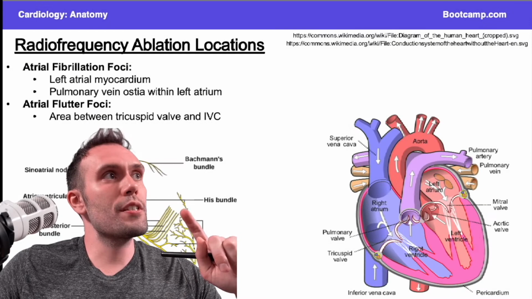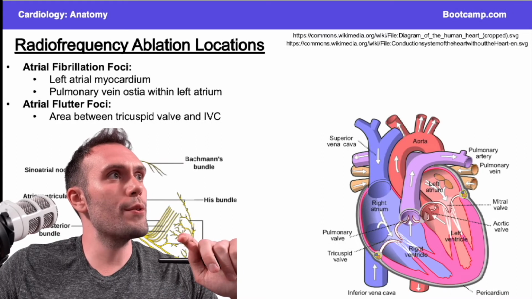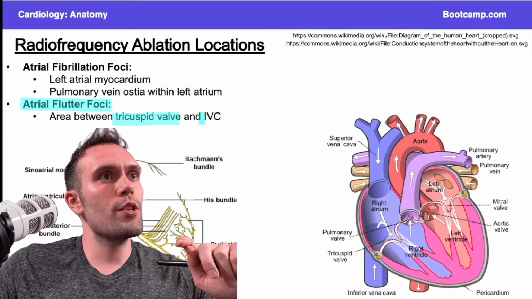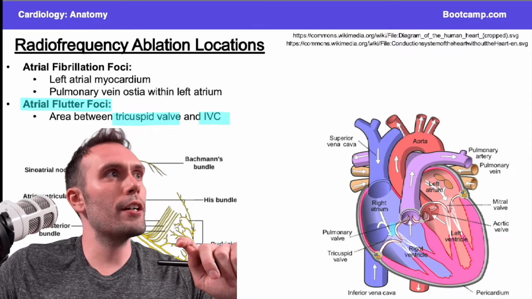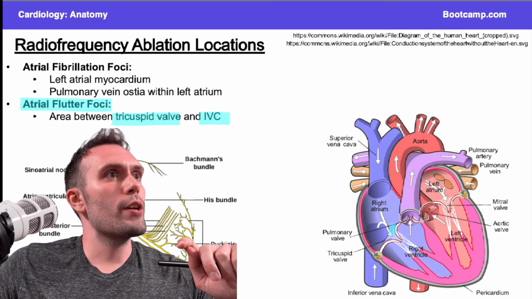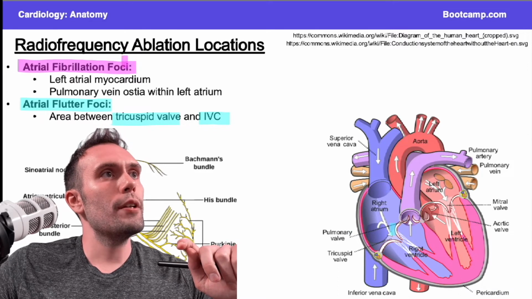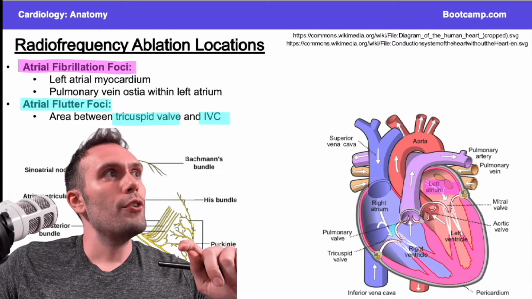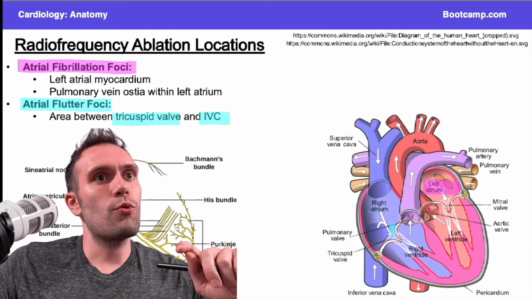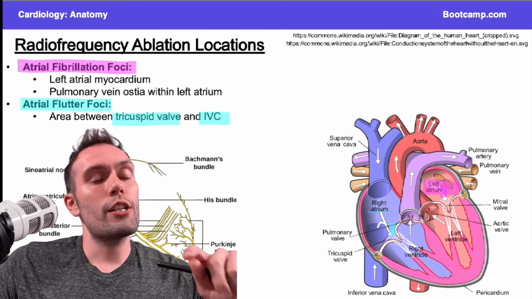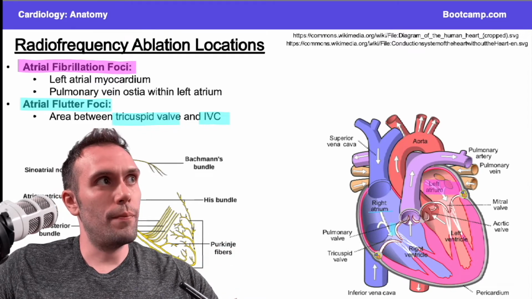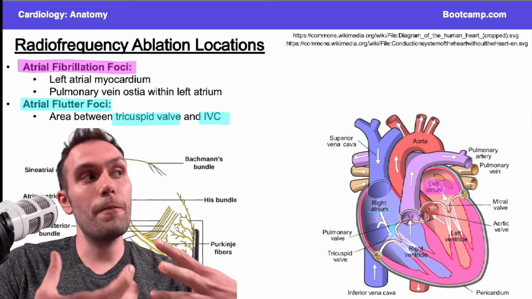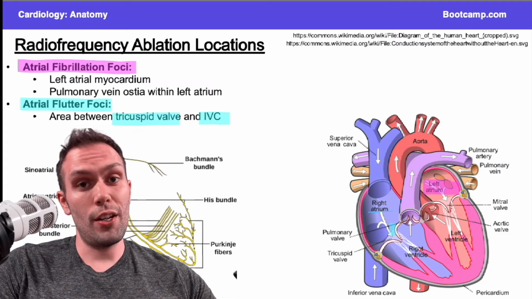So, radiofrequency ablation location. Just to hit home the point I was just starting to talk about, for atrial flutter, we're talking about the location between the tricuspid valve and the IVC, right about there. When we're doing ablations for atrial fibrillation, we're going to do the ablations usually in the left atrium. Okay, so remember, atrial flutter, we're talking about ablations in the right atrium. Atrial fibrillation, we're doing ablations in the left atrium. Essentially what we're doing is burning off that pathogenic foci that's generating those pathogenic electrical impulses.